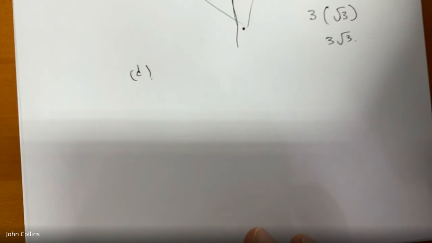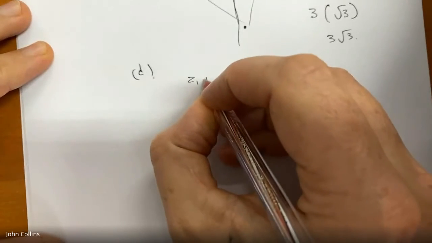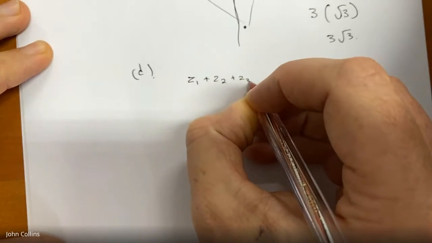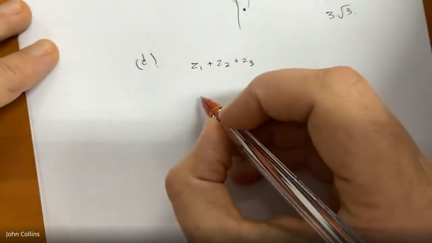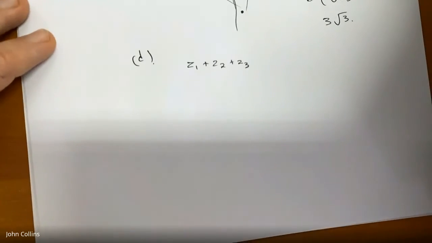Now you're saying part D caused some difficulty. The sum of the roots, z1 plus z2 plus z3. By considering that, show that... Oh, okay. So, Sean, you think you've cracked it? I do think so, yeah.